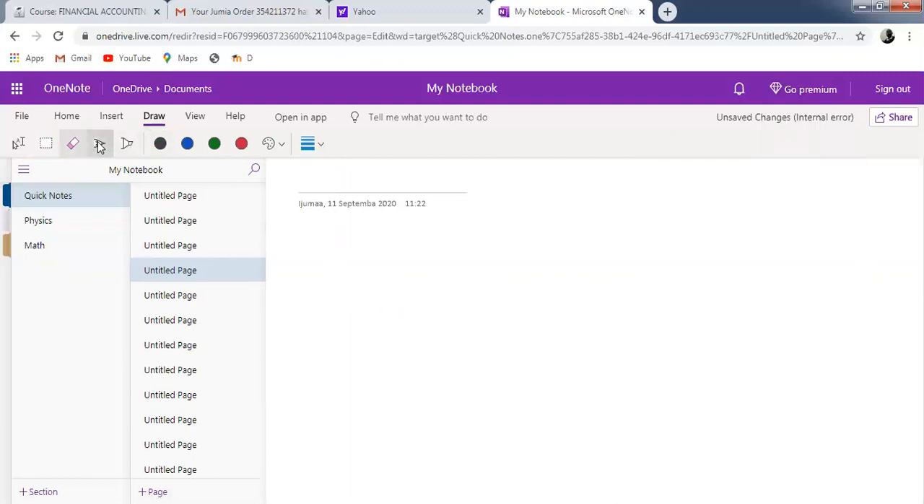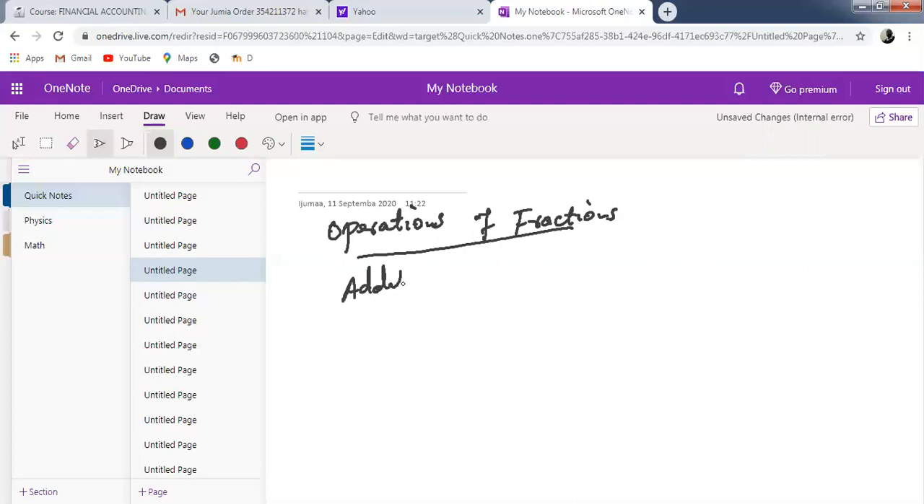The operations of fractions. So let us talk about how we operate fractions. So number one, we shall start with addition and subtraction. This is actually the starting point A.